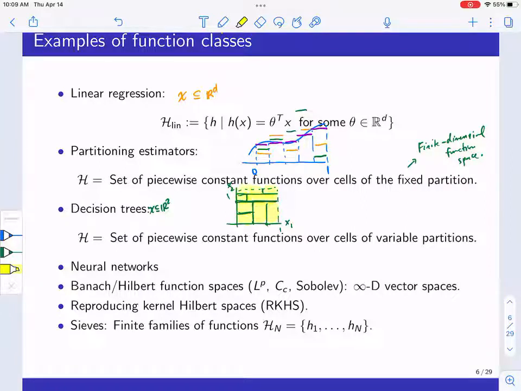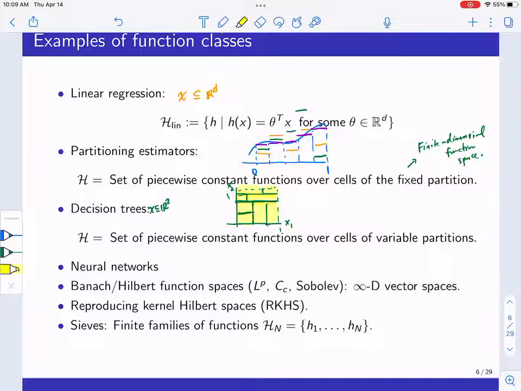So the cells are adaptively selected. The way you do it in practice is in a greedy fashion, but you can think of all the possible cells that look like this. All the cells that you can get from this binary type division, and the location is also a parameter. So this, for example, is a pattern, and these split points are also parameters.